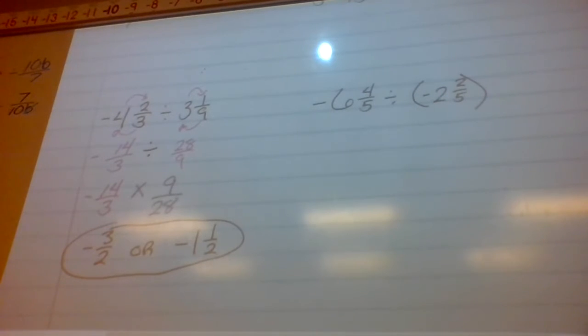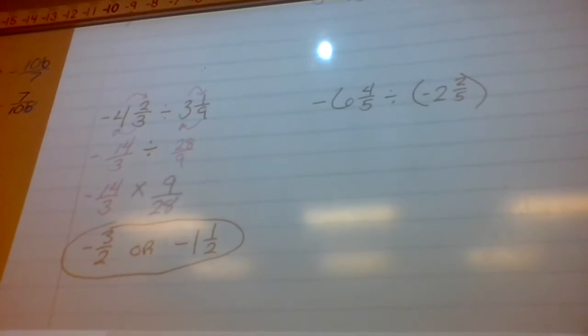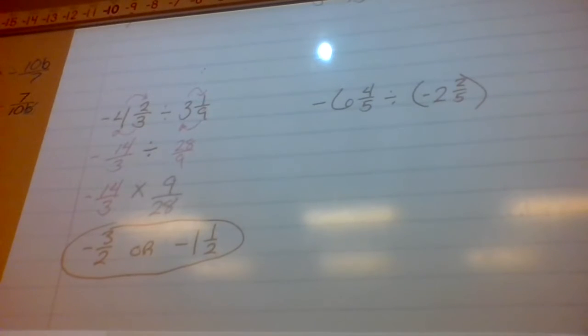Okay, is that solution, that quotient, going to be positive or negative? Why is it positive? Because you end up taking a negative times a negative.